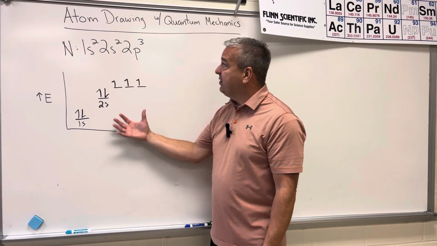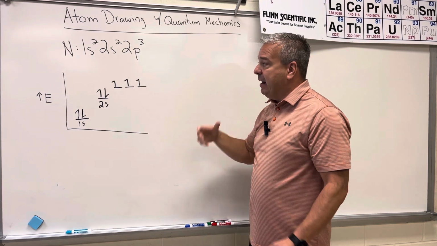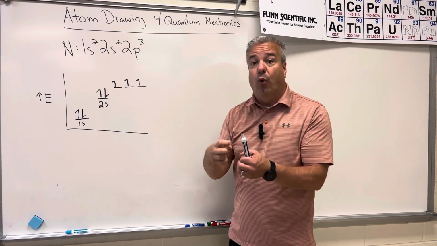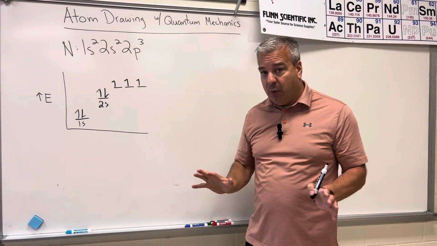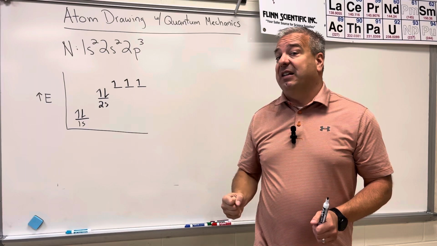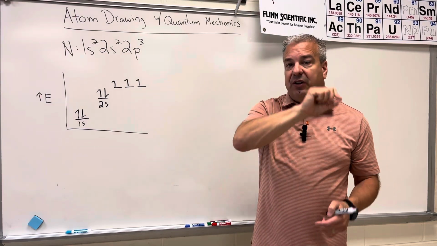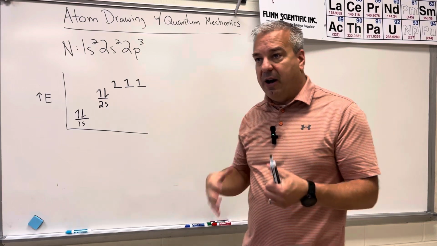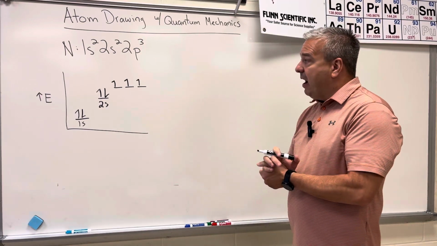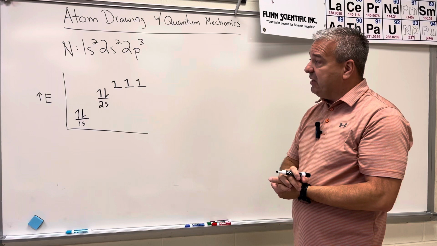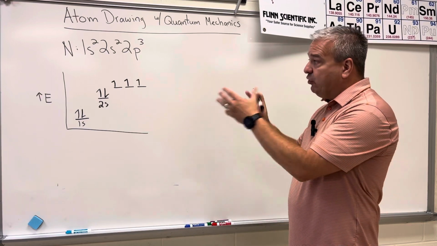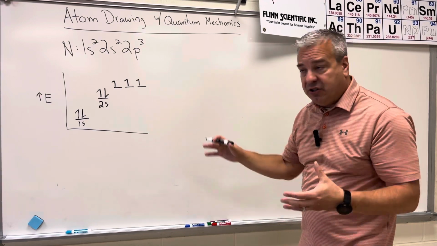It shows our quantum mechanics, and it puts electrons in orbitals, which is different than the Bohr model. The Bohr model puts electrons in orbits that circle the nucleus, kind of like the solar system with the sun. So we're going to use this information to make a drawing, a picture, of a nitrogen atom.